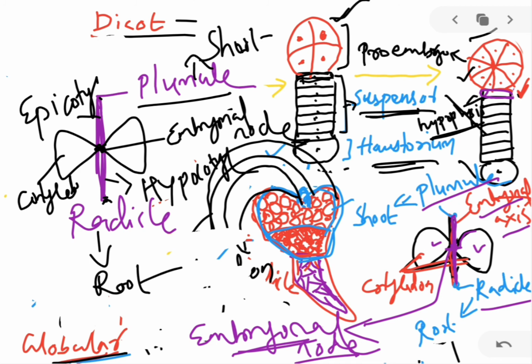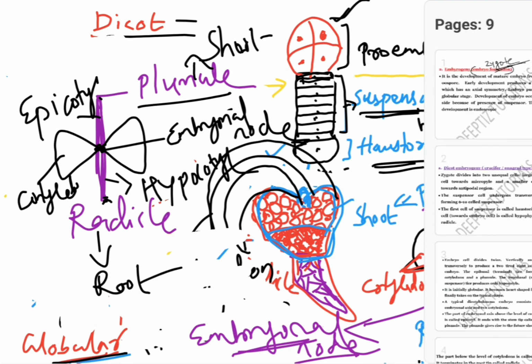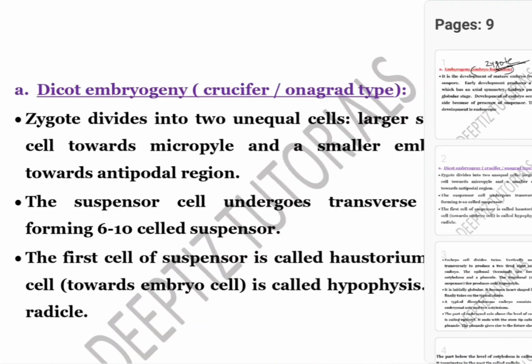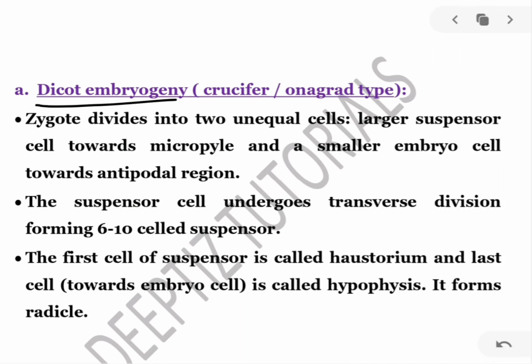The completely developed dicot embryo consists of an embryonal axis, embryonal node, cotyledons, hypocotyl, epicotyl, plumule and radicle. If you have any doubt, please repeatedly watch this particular video. Again I am reminding you, we will go through the points. Now, dicot embryogeny.